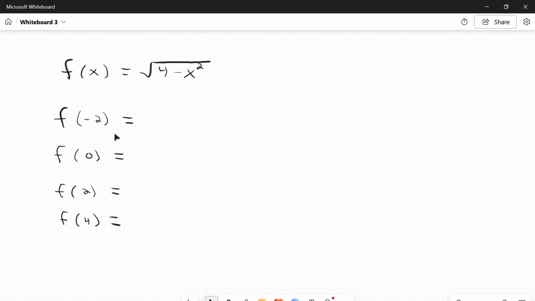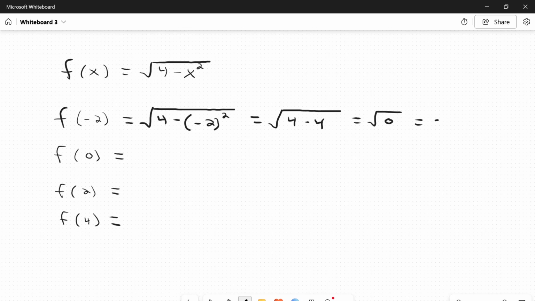I need to take each of those x values that they gave me in the answer choices, and I need to plug them in to see if I get a real number. So let's see what happens whenever we plug them in. This would be the square root of 4 minus parentheses -2 squared, plugging -2 in for x. That would be the square root of 4 minus 4, because -2 squared is 4. That becomes the square root of 0, which is 0, and that is a real number.